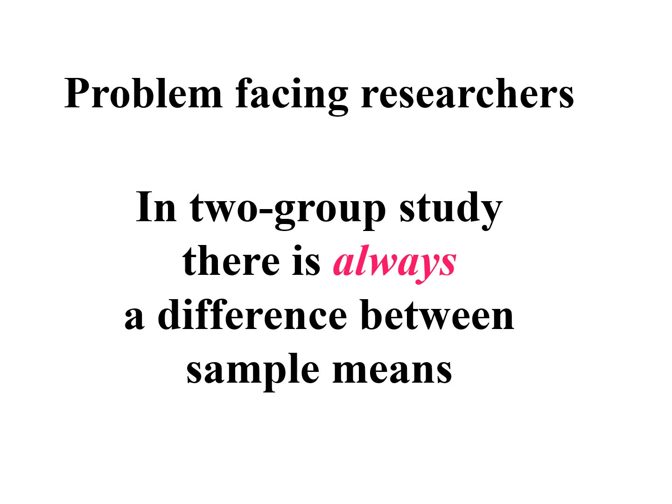So this is a problem that researchers constantly face. In a 2-group study, there's always a difference between the sample means. It would be a miracle if 2 samples with 100 individuals in each sample had exactly the same means. I have never seen such a thing happen before. So there's always a difference, no matter how tiny, between the means of the 2 groups.